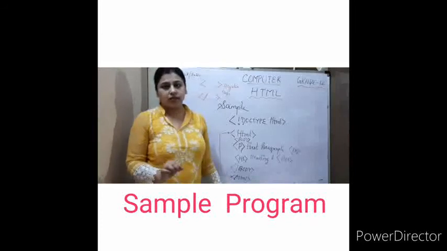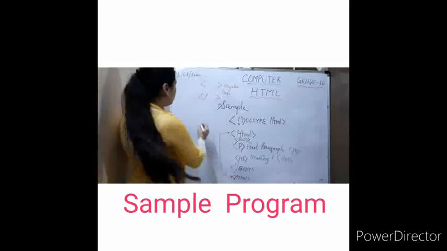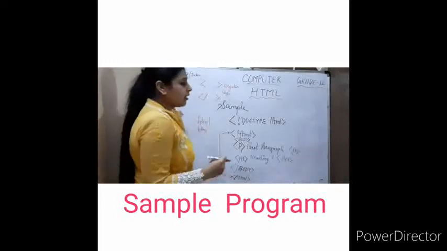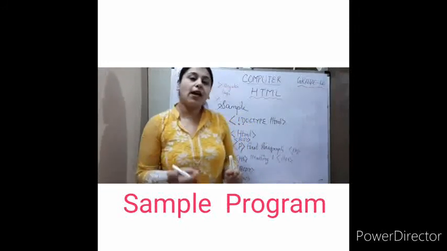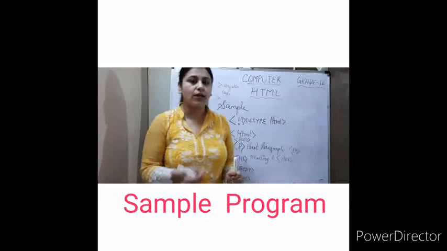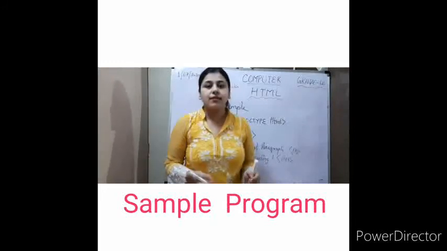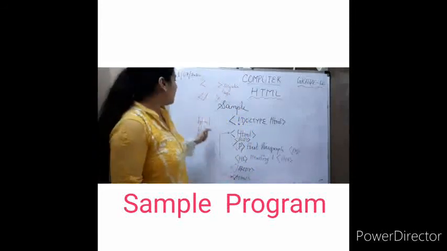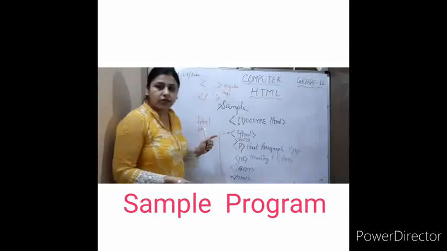every web page designed with HTML tags should be saved with the extension .html or .htm. Like if you're making a document, it is saved with the extension .doc. If you're making an Excel file, it is saved with the extension .xls. If you're making a Python file, it is saved with .py. A C file is saved with .c, C++ with .cpp. Similarly, an HTML file is saved with the extension .html or .htm.